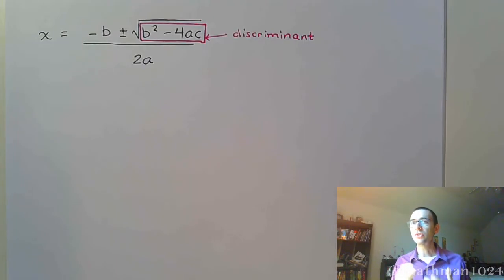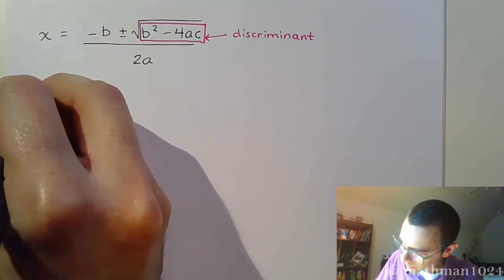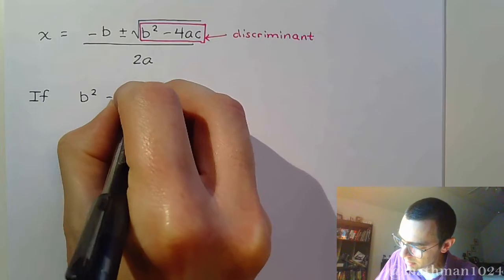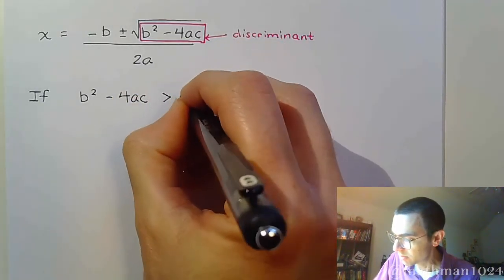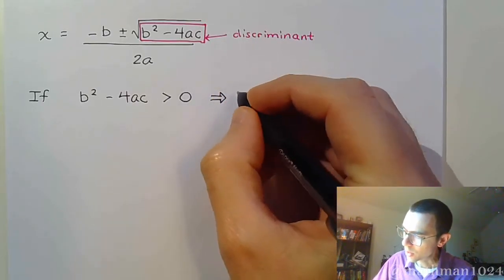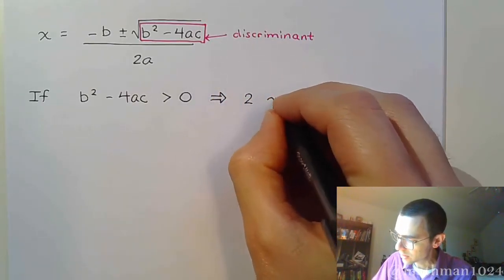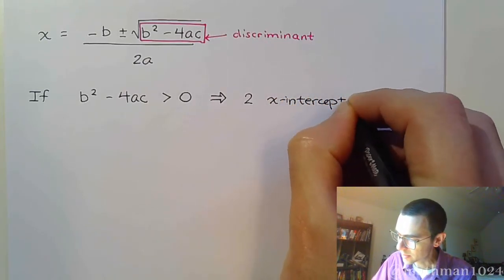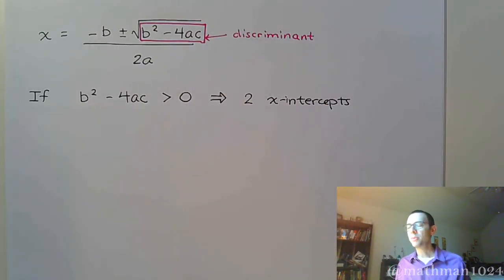And once we know the kind of solutions from solving a quadratic equation, if they come from a function, we know if we're going to have x-intercepts or not. For example, if this discriminant, b squared minus 4ac, if this value is positive, then we're going to have 2 x-intercepts. Because it's going to be positive, that means we're going to have 2 real solutions, one plus and one minus, and that's going to lead to 2 x-intercepts.